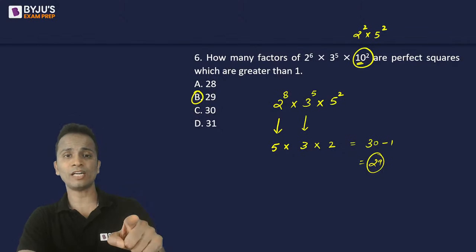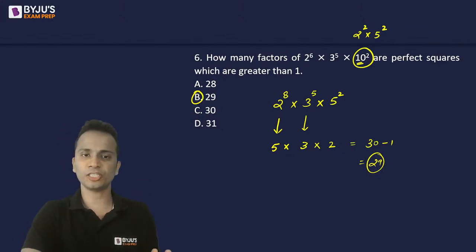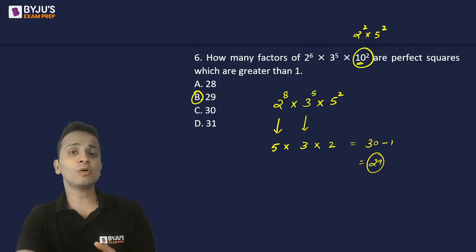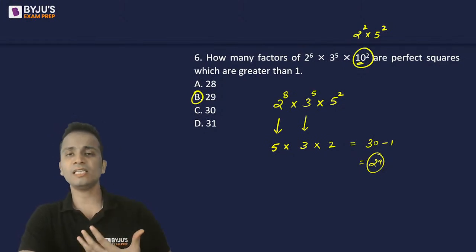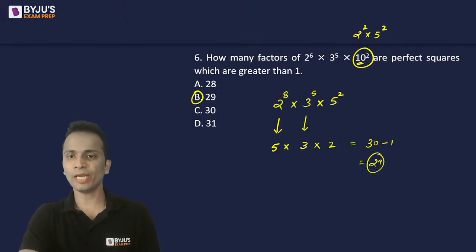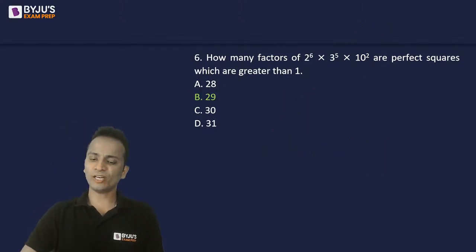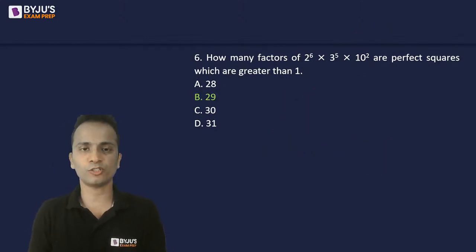Mayur, I hope you have understood what has been done in this question. All right, Mayur. Ritik, 30 nahi hoga answer. 30 is the number of factors which are perfect squares, but it also includes 1. Okay, so 1 remove karna padega. Answer will be 29. So 29, option B, is the correct answer for this one.